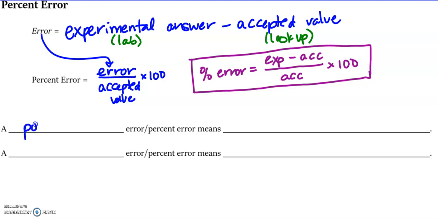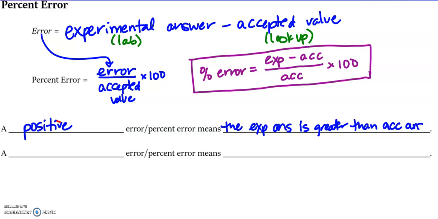So first, if you have a positive percent error, that means that your experimental answer is greater than the accepted value. That just means your value right here that you're finding is bigger than this one. If you take a bigger number minus a smaller number, you get positive. This means you're higher than the accepted value numerically.